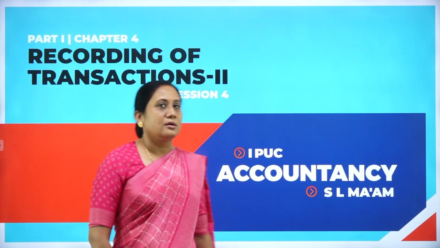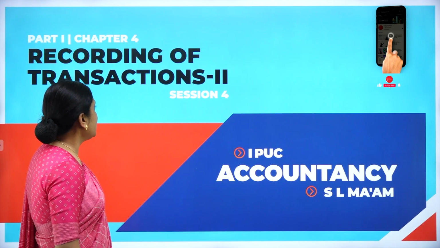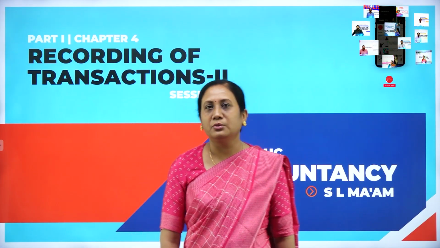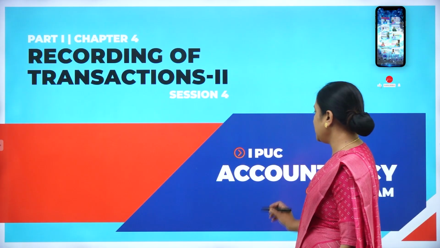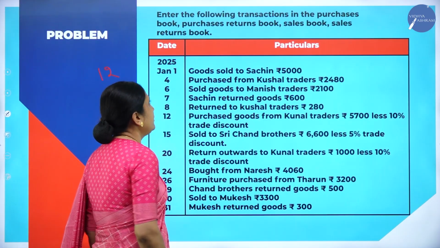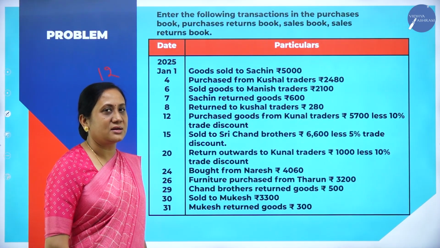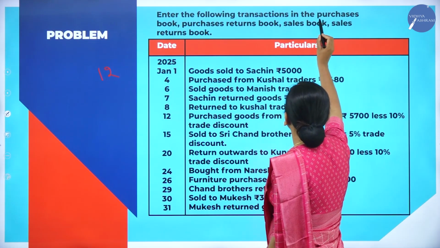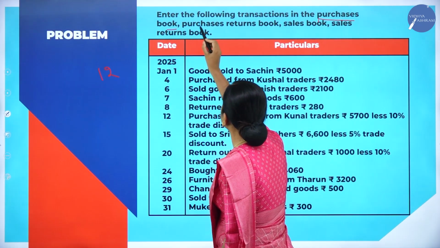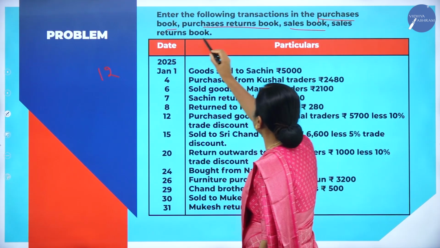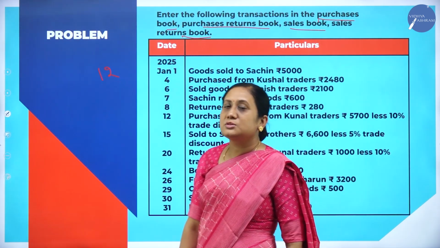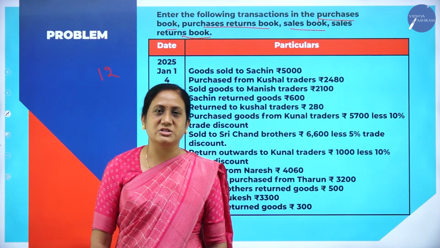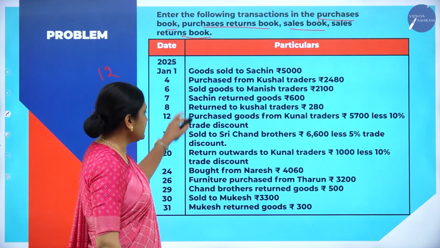Dear students, today we shall continue with the chapter Recording of Transaction 2, that is session 4 of first PUC Accountancy. In today's session, we shall discuss a 12 marks problem. Enter the following transactions in the purchases book, purchases returns book, sales book and sales returns book. These types of questions are asked for 12 marks in your examination, wherein a few transactions will be given.